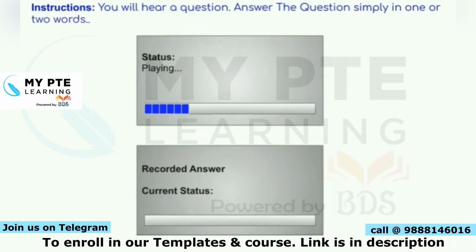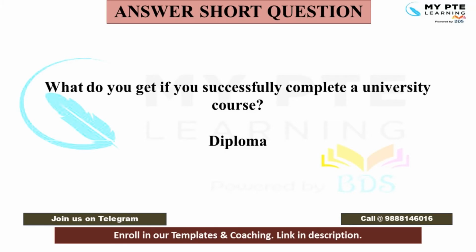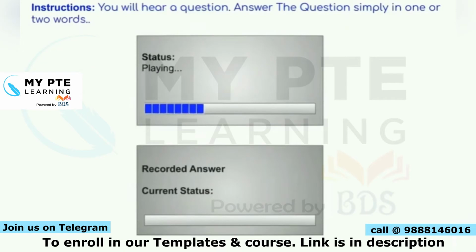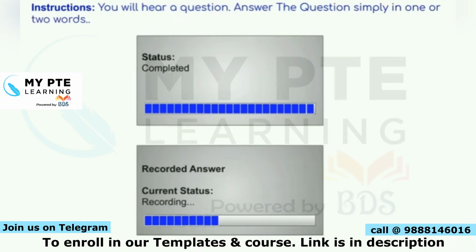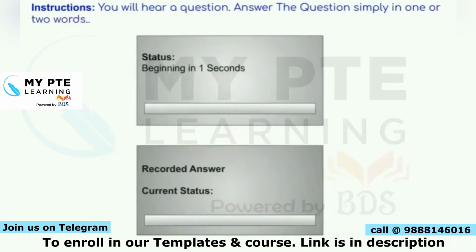What do you get if you successfully complete a university course? If you ask someone how old they are, what do you want to know? What do you use to call or text a friend?